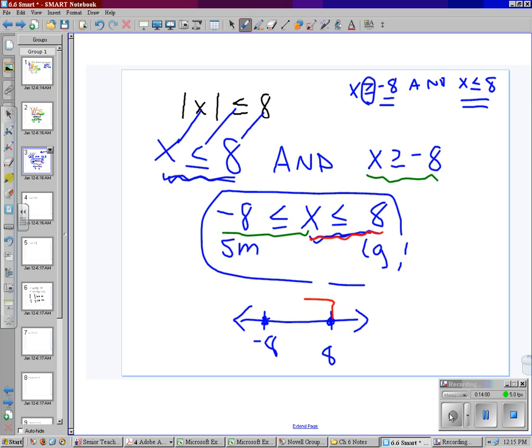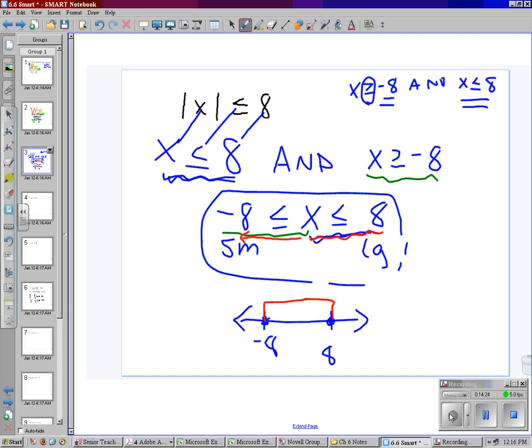Now, I'm going to read this one backwards, Rebecca. X's that are greater than or equal to negative 8. Notice how I'm going that direction. I'm reading it backwards. X is greater than or equal to negative 8. Which way is that arrow going to go? That's correct. We're going to go like this. Can you see how reading that backwards might help you in that and statement?